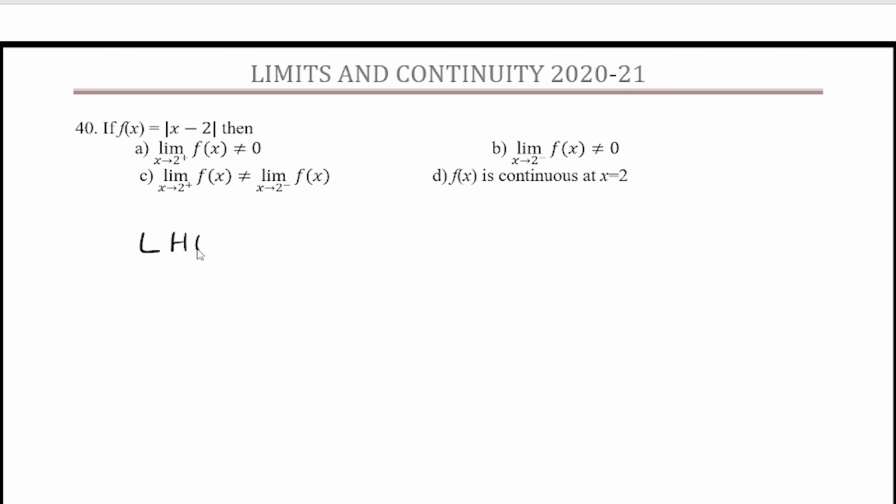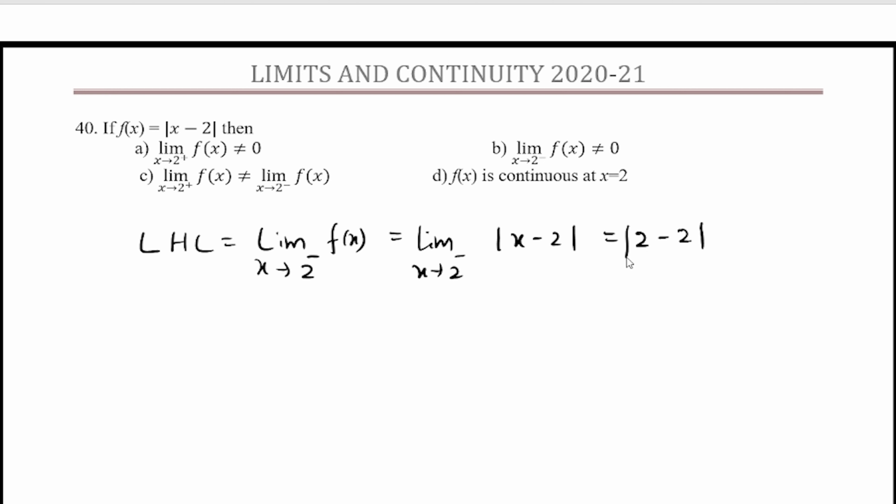Now first find the left hand limit. Definition of left hand limit. The limit of f of x as x tends to 2 minus, that is, limit as x tends to 2 minus of f of x, whose value is mod of x minus 2. Put x equal to 2, that is modulus of 2 minus 2, which equals 0. Now the limit of f of x as x tends to 2 minus has value 0, but option B says the limit of f of x as x tends to 2 minus is not equal to 0, so option B is the wrong answer.